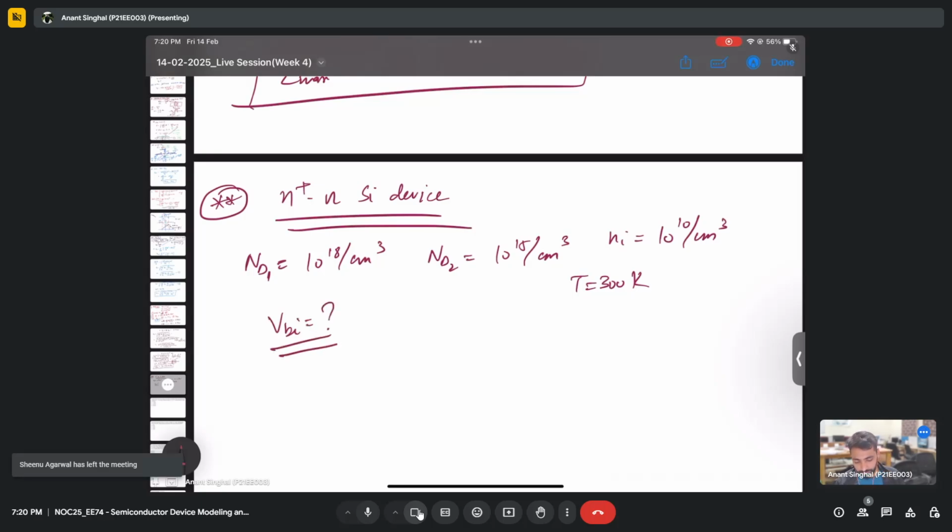So this will very well judge your understanding. So don't just blindly go towards the formula. Try to make the band diagram and then see what is happening.